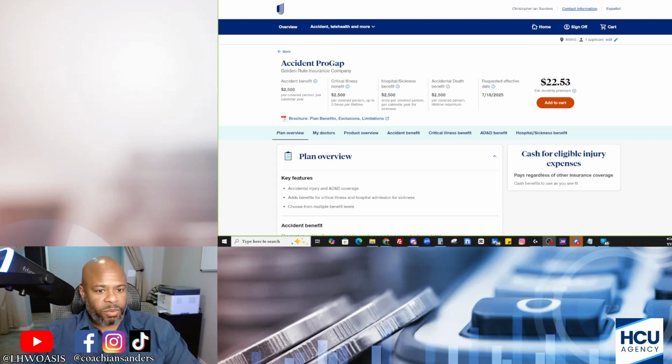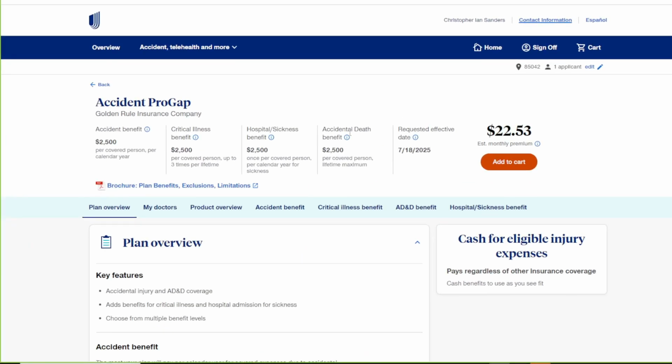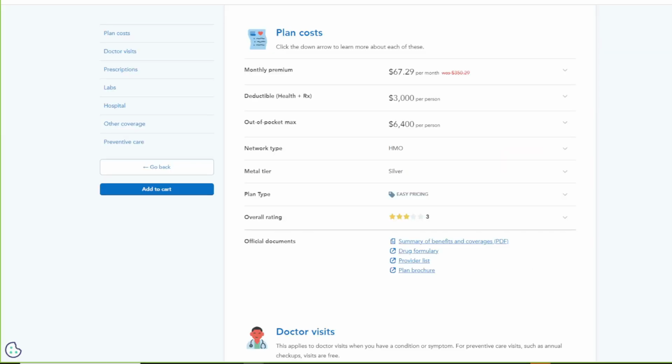So right now, the way that this is set is it's set at $2,500 across the board, whether they go to the hospital, whether they have a critical illness, or they have an accident. Now, obviously, that's not enough coverage. It's 22.53, but we're not going for what's cheapest. We're going for the best coverage that's within the client's budget. So what we're going to do is just jump back over here and look at it.